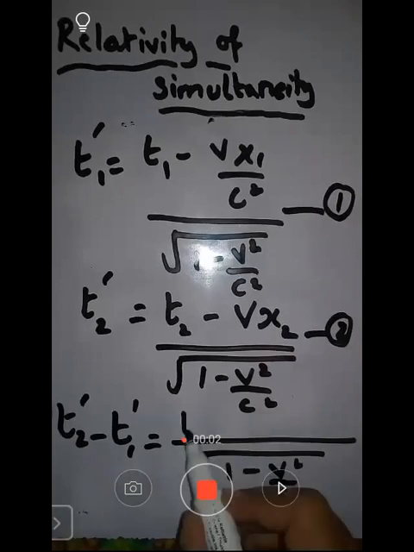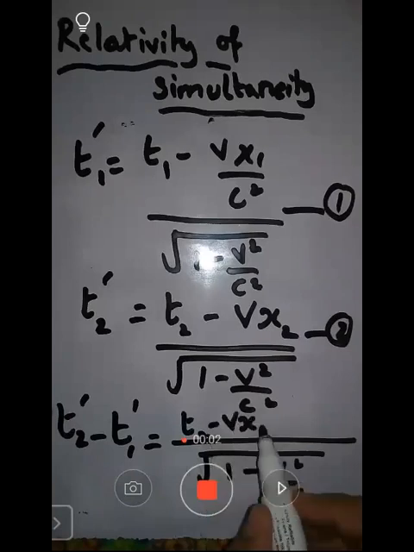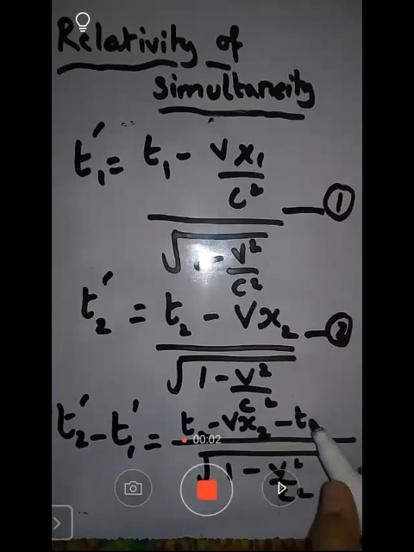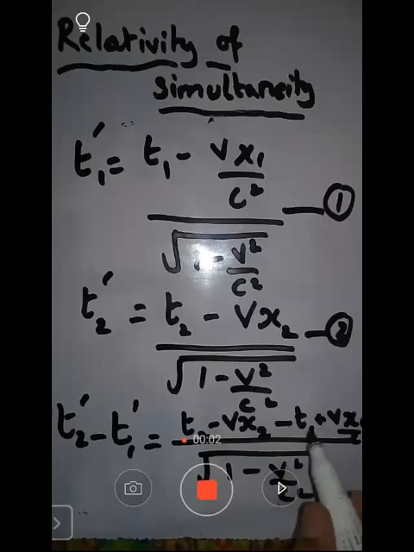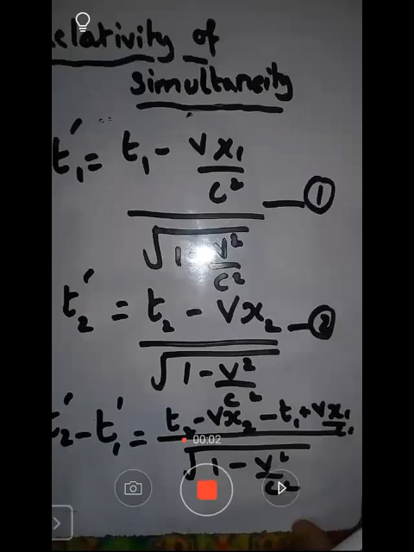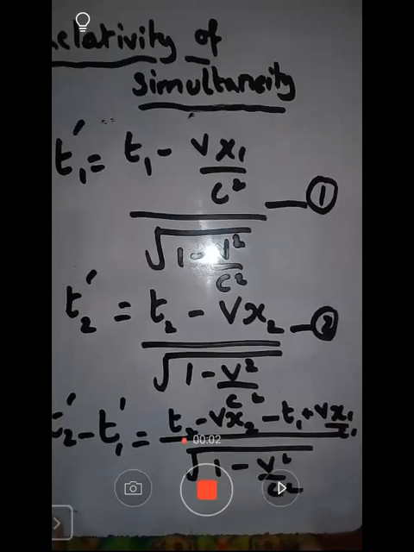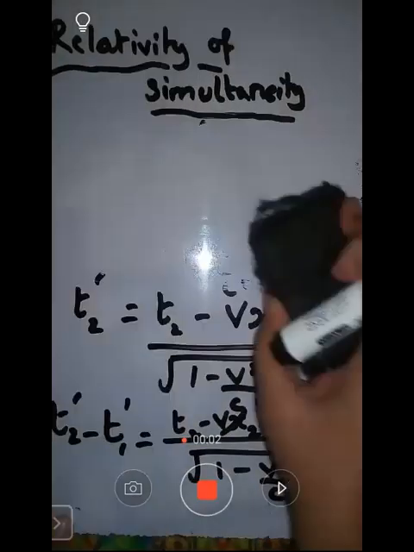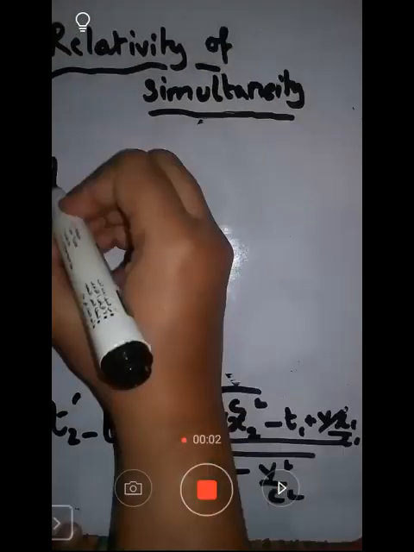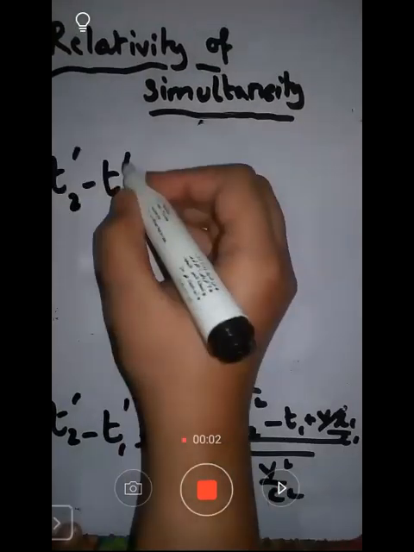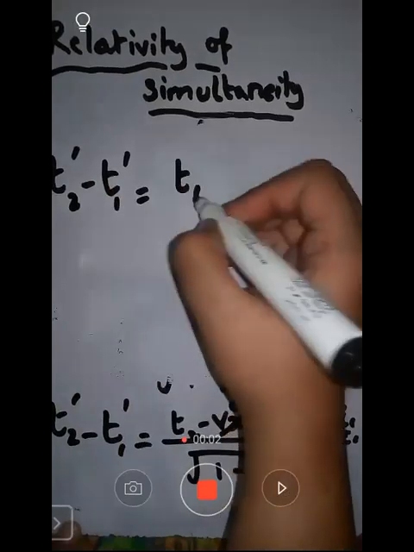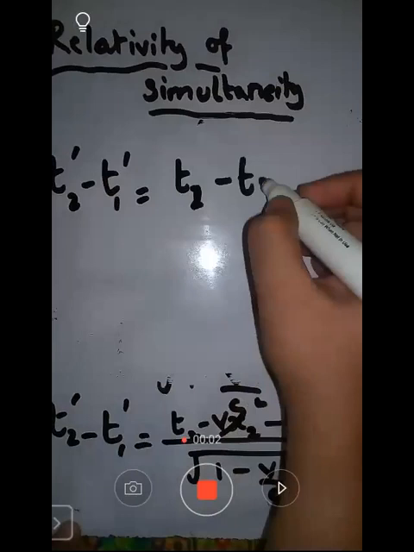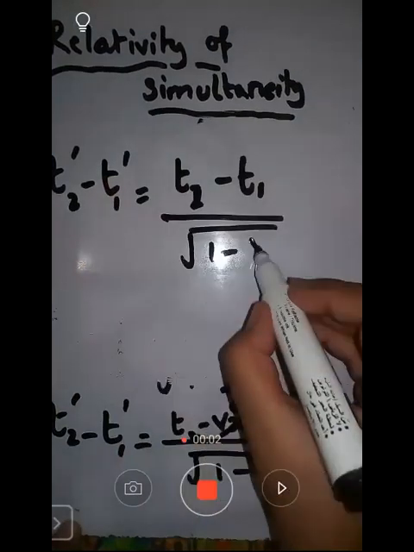so T2 minus Vx2 over C square minus T1 plus Vx1 over C square. As the minus sign was outside, it has changed into subtraction, and the minus sign has been changed into a positive sign. Both these are cancelled. Now what we are left with is T2 dash minus T1 dash is equal to T2 minus T1 divided by 1 minus V square over C square.